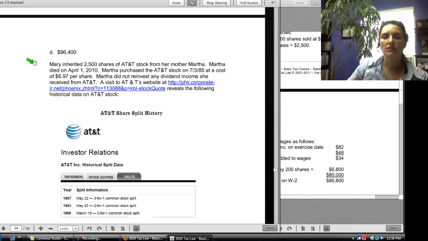So for Classwork 2, problem number 2, we've got another scenario. This one involves Mary, who inherited AT&T shares from her mother, Martha. Go ahead and read through the remaining problems that are a part of Classwork Assignment 2, and then complete those classwork assignments.